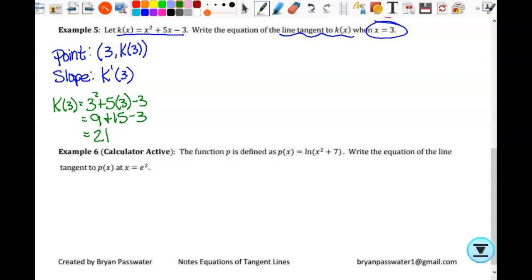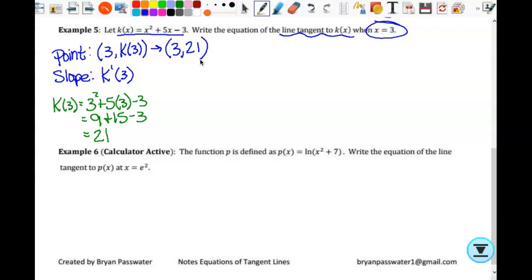Do you agree with me? Okay, good deal. So that means that my point is actually (3, 21). I need k prime of 3. They didn't give it to me this time, okay? And I don't have a chart, and you don't know your derivative rules of what to do to actually find the derivative, one of the ways you can do it.